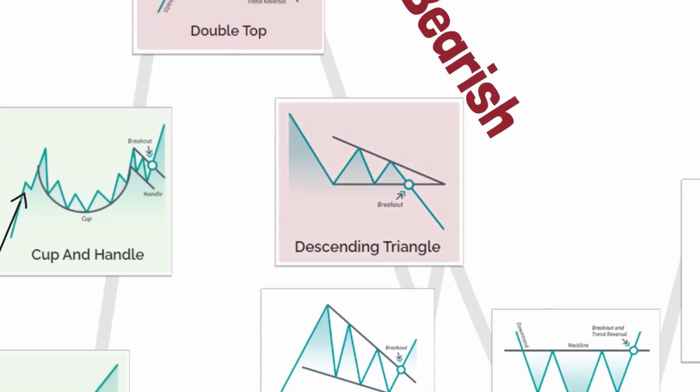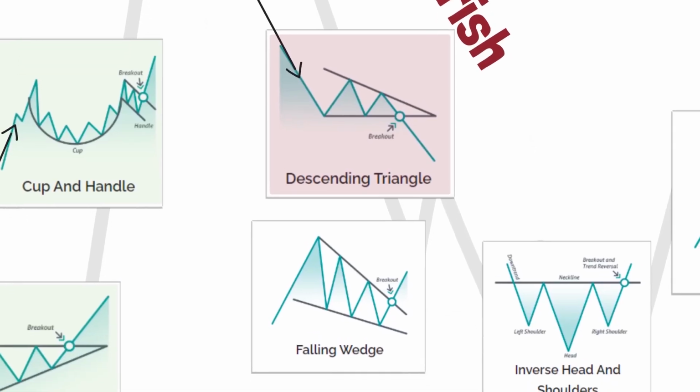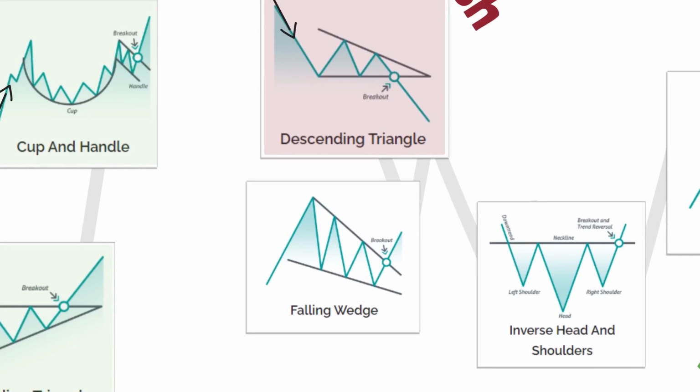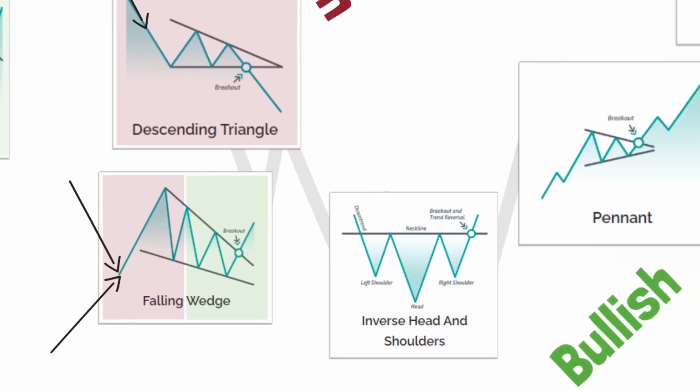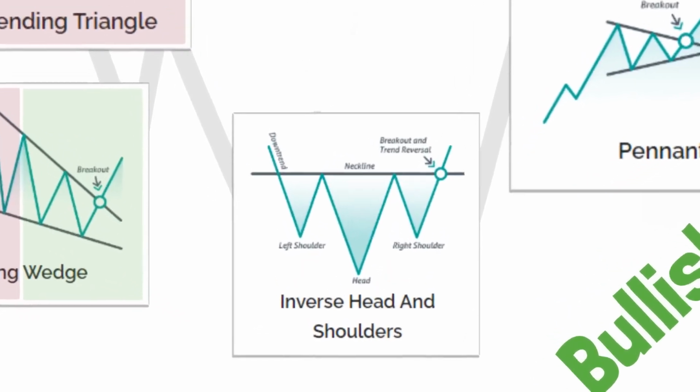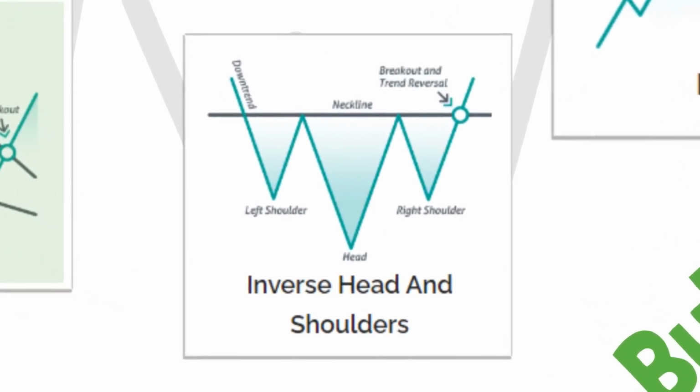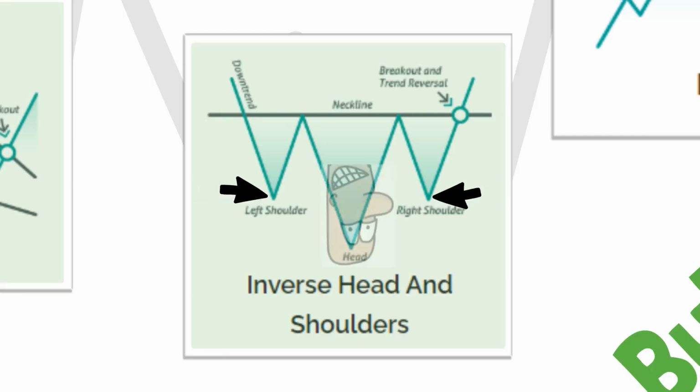A descending triangle would be classed as a bearish continuation, meaning that price was in a prior downtrend before its formation. A falling wedge could be deemed as a continuation or a reversal, depending on the trend prior to its formation. The popular head and shoulders pattern could be deemed as bullish or bearish depending on its rotation. In this example of an inverted pattern, it is deemed as a bullish reversal. The pattern is complete when 2 shoulders and a head are established, followed by a break of the neckline.